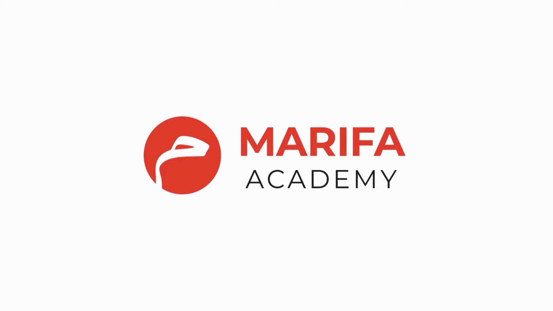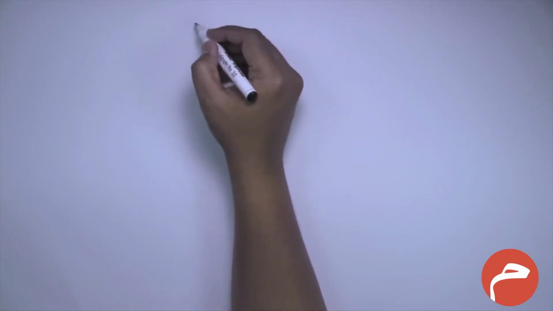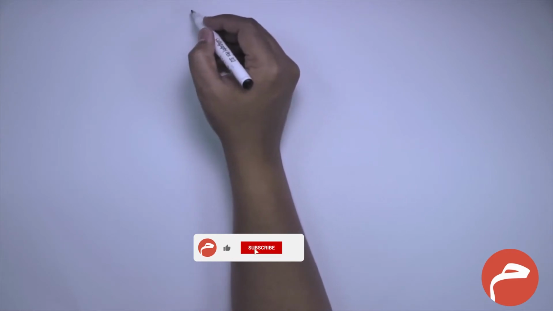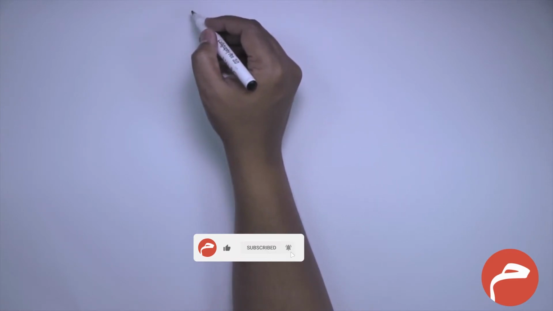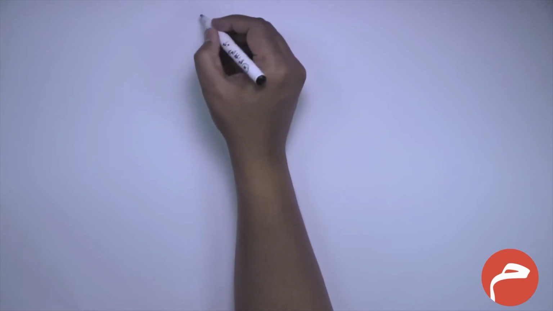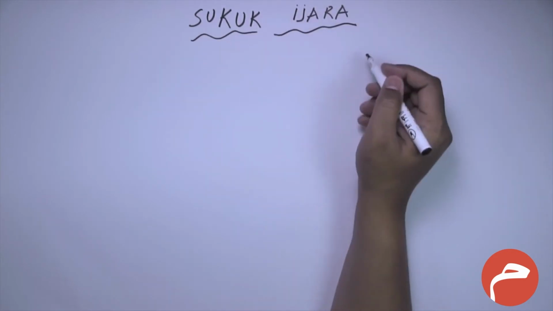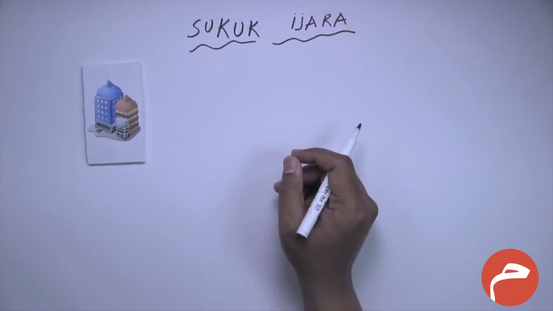Bismillah ar-Rahman ar-Rahim. Now let us discuss the types of sukuk. In types of sukuk, we will be discussing Sukuk Ijara, meaning a lease sukuk. So we have Sukuk Ijara, meaning a lease sukuk, certain real estate assets.